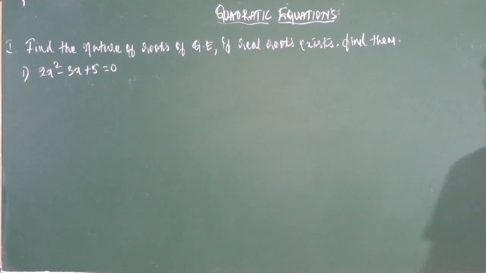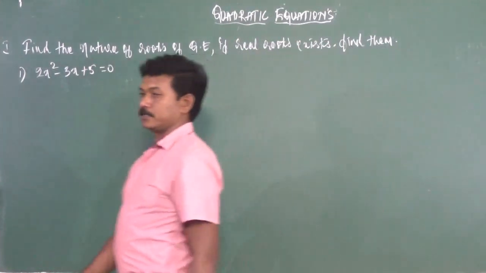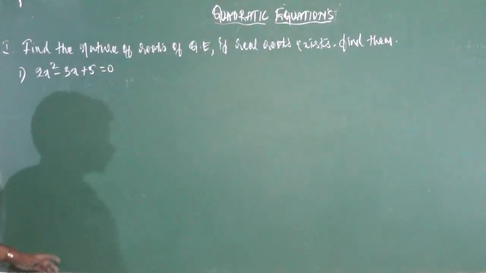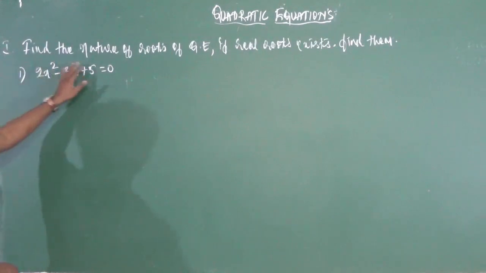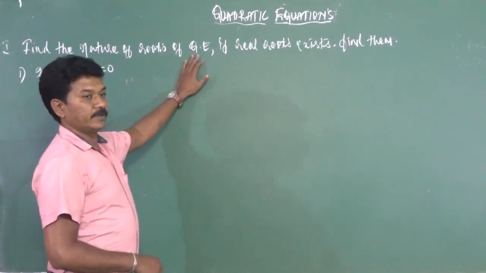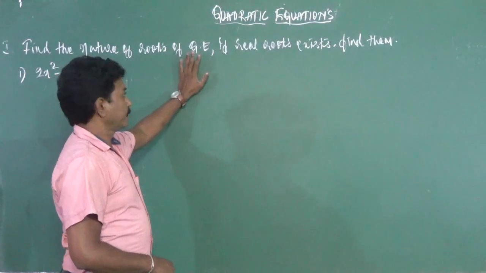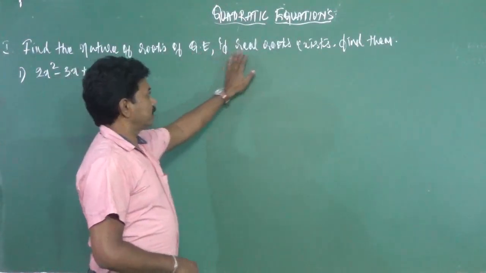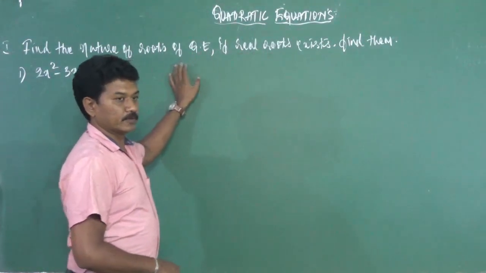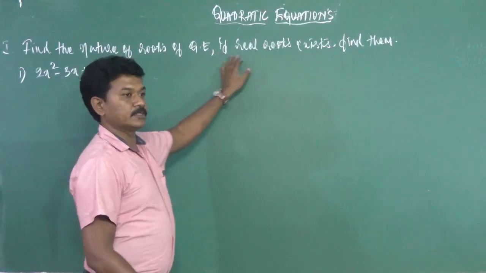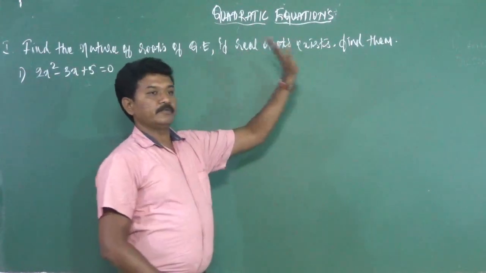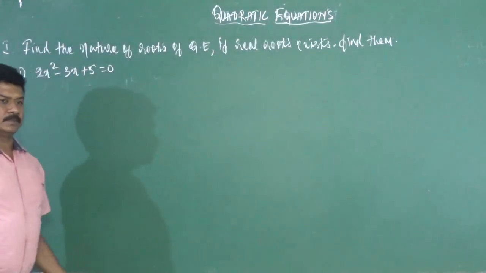Okay, let us get into the very simple problems on nature of roots of quadratic equation. So find the nature of the roots of the quadratic equation. I have written the short form here. If real roots exist, so when you find the nature of the roots, and you find that the real roots exist, then find the roots. If not, it's not required.